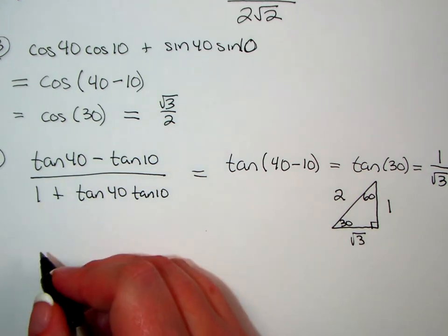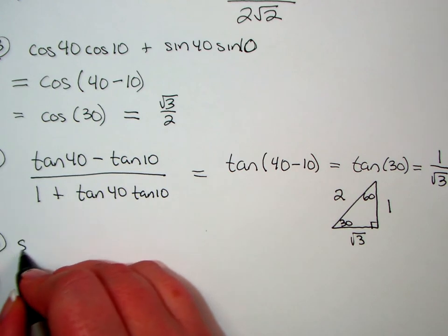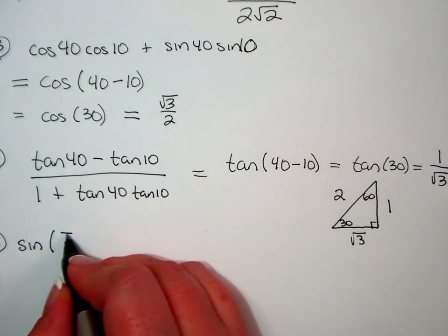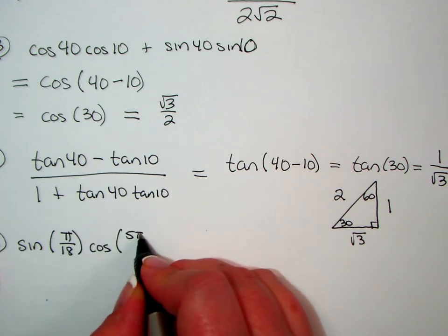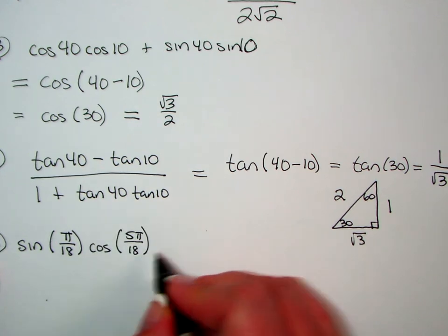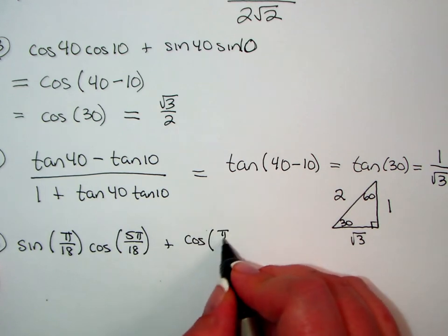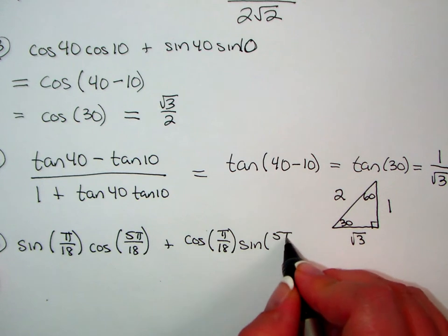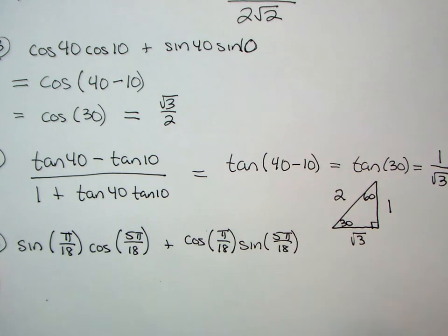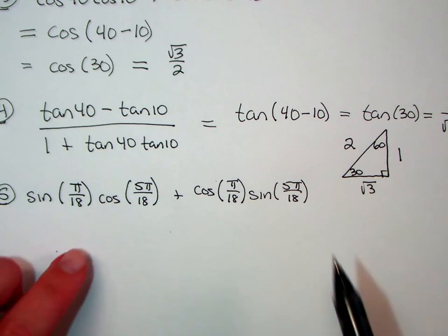All right, number 5, sine pi over 18 cosine 5 pi over 18 plus cosine pi over 18 sine 5 pi over 18. All right, so you can kind of see the pattern, right?